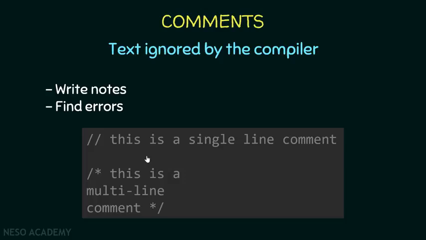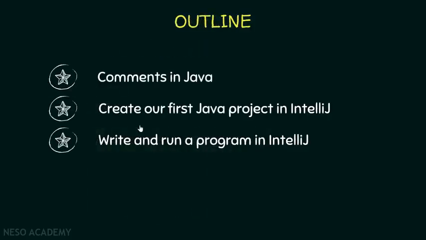So in order to write a comment on multiple lines, we can use this. Put forward slash and then asterisk and end it with asterisk and forward slash. So everything between these asterisks will be a comment, even if it is on multiple lines, alright? So now let's create our first project in IntelliJ.